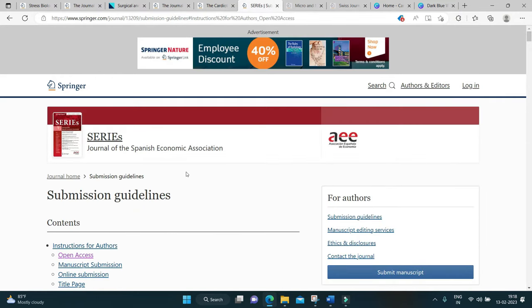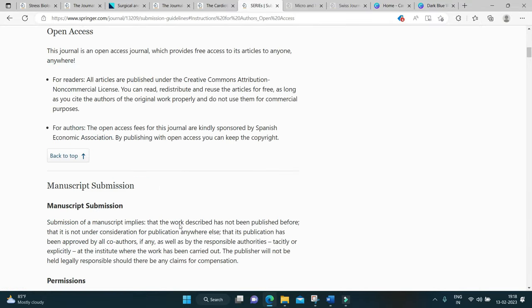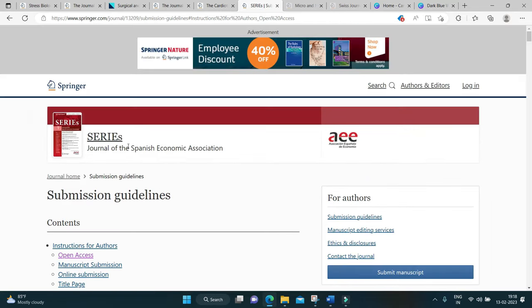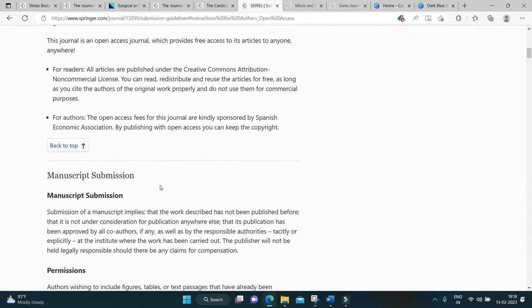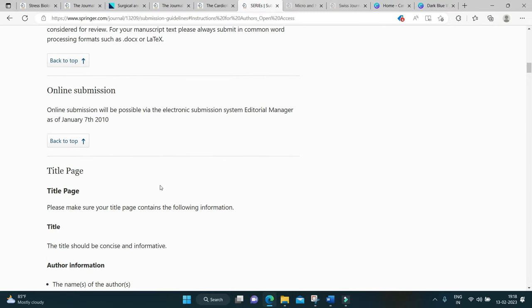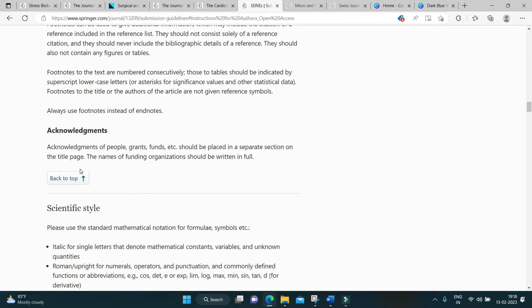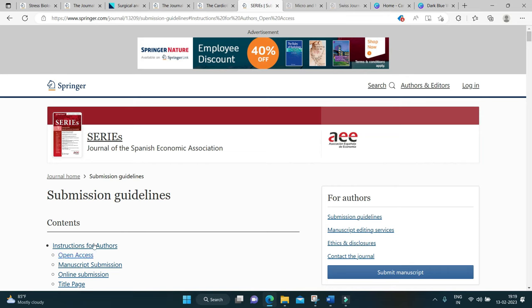So the next journal in the list is CIRI, Journal of the Spanish Economics Association. If you see the open access policy of this journal, even this journal is associated with the Spanish society. So the article processing fee is waived off. If your research falls under the aims and scope of this journal, then you can target it with your manuscript.